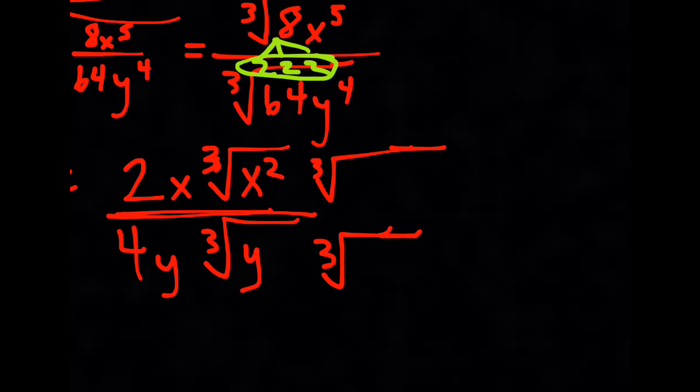How many y's do I need to be able to pull one y out of the cube root on the bottom? 3. You need 3. How many do I have? 1. So when I multiply, I need to multiply by what? Y to the second, on the top and the bottom.